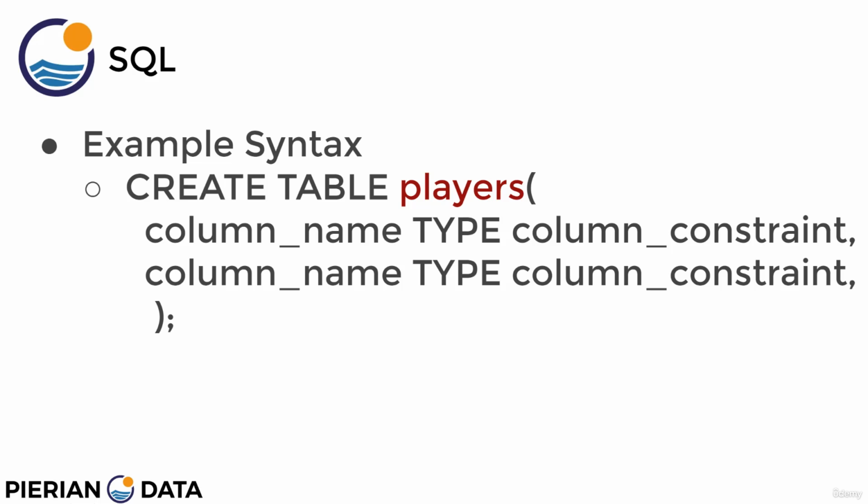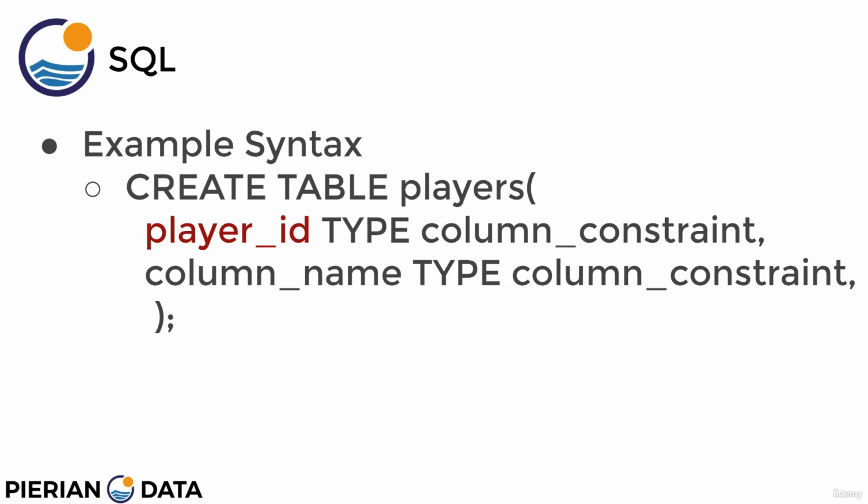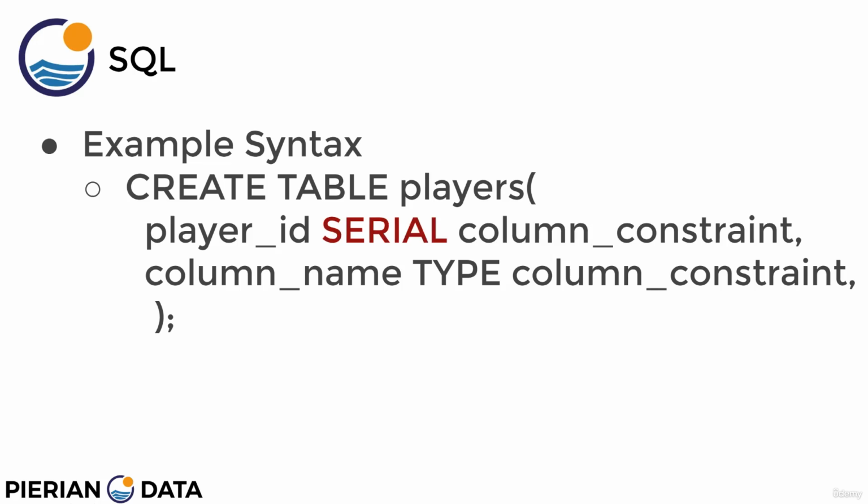Then we have to decide what columns are going to be in our players table. Typically what you're going to do first is choose a column to be a primary key. Typically each table should have a primary key. Obviously this may change depending on your circumstances, but let's go ahead and go with that. So we're going to have player ID as the column name. We have to choose a type. And almost always, especially with PostgreSQL, when you're trying to think of a primary key, the type should be serial.